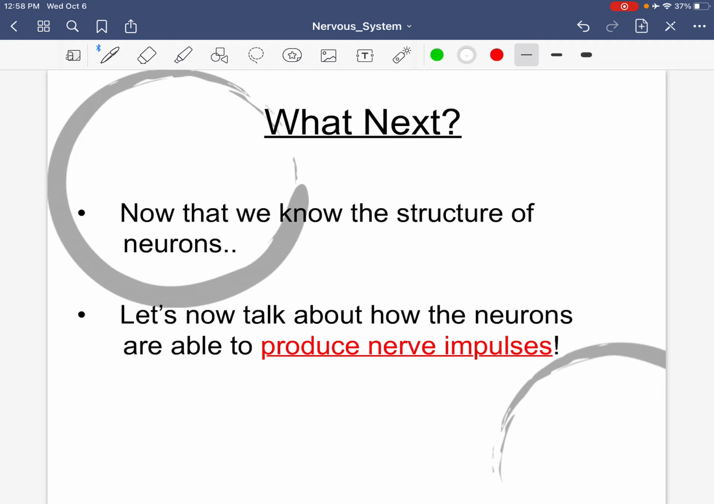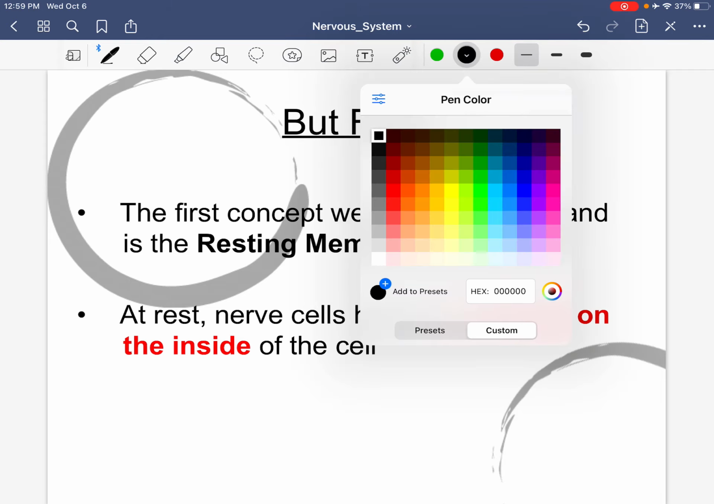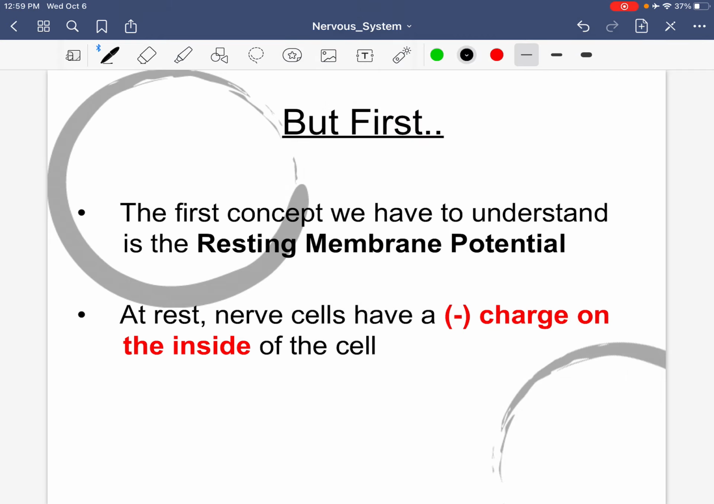Okay. Now that we've covered the basic structure of a neuron, let's talk about how on earth these neurons generate an electrical impulse. Because that's what a nerve impulse is, an electrical impulse. It's amazing. Now, to frame this conversation, we have to start with something called the resting membrane potential.